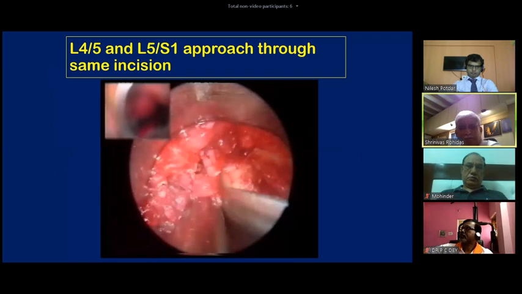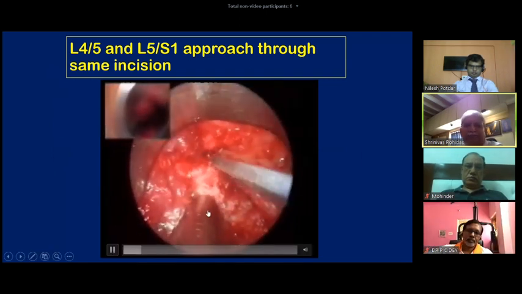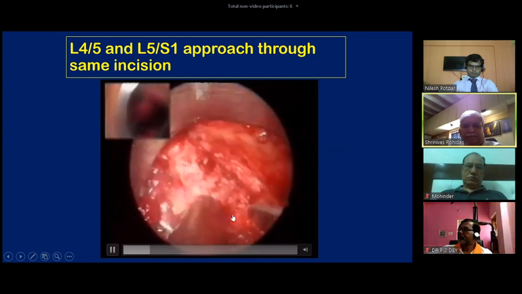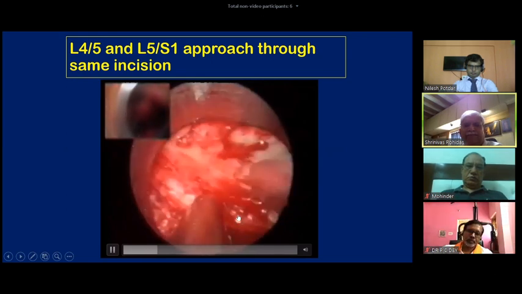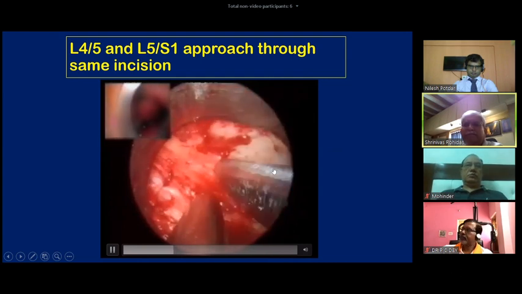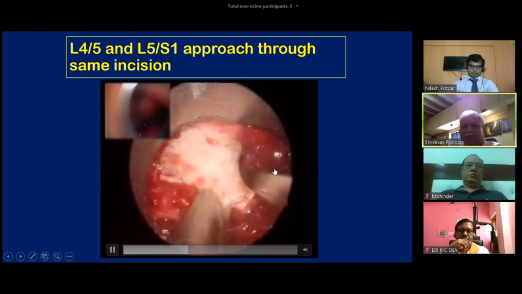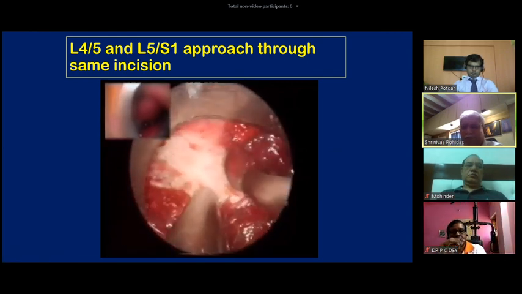The cranial end. This is the L4 lamina. Now this is the L4 lamina. Base of the spinous process. This is the lateral end and this is the caudal end. Now caudally we are seeing this L5 lamina. This is the cranial end of the L5 lamina and this is the caudal end of the L5 lamina.